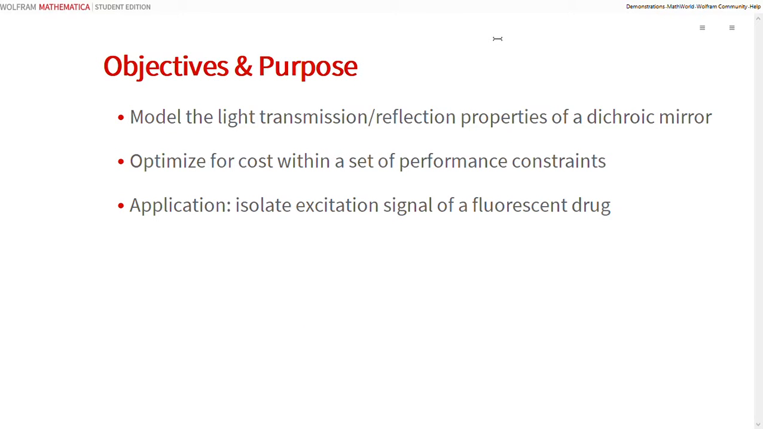The objective of this project was to model the light transmission and reflection properties of a dichroic mirror, and to optimize it for cost within a set of performance constraints. The application is to isolate the excitation signal of a fluorescent drug that would be injected into a patient's brain.